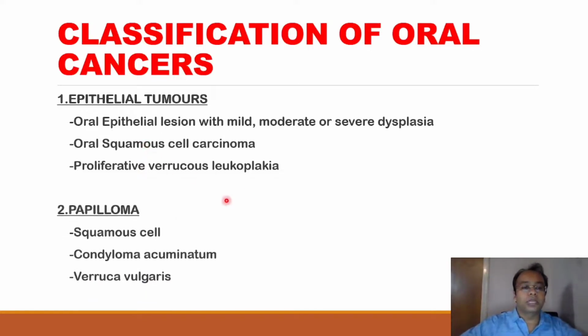The second category of oral tumors is papilloma, in which papillary formation is present. It's a benign tumor. So it could be squamous cell papilloma, or it could be in the form of verruca vulgaris or condyloma acuminatum. These last two examples come under the category of HPV infection, right? It's a human papilloma virus induced papilloma.